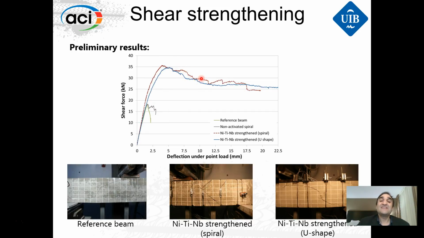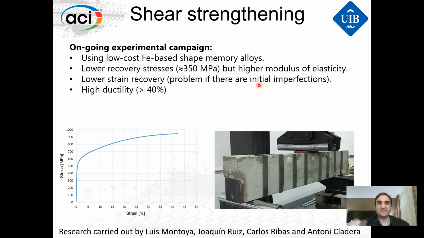We are not having the nice ductility we have seen with internal nickel titanium, but we are improving. So we are working towards that direction. And then this blue line is another configuration. Here we are using U shapes, okay, and also very similar results.